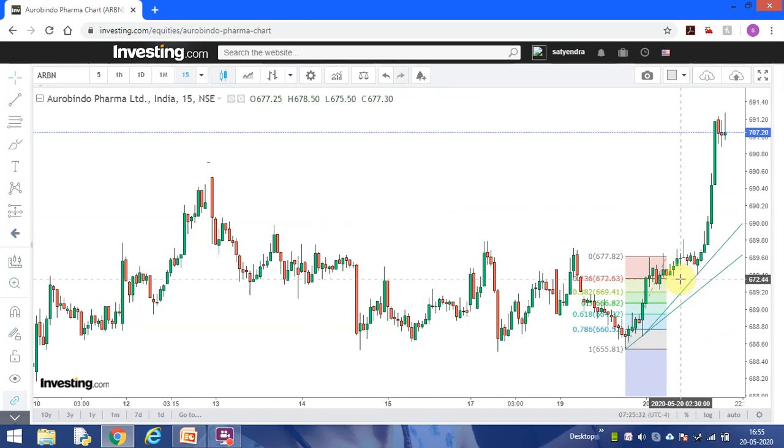So between these levels, we can draw so many trend lines. You see that the price has hit here. If I go to this level, below 0.236, the price has again hit it, and you see how the stock is going up. This stock has moved from 630 to 709.